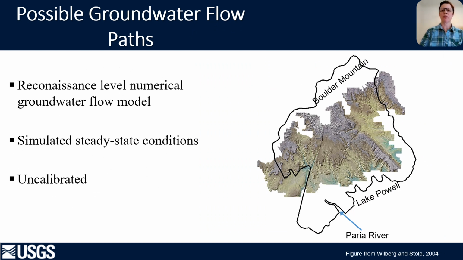Now, I'm going to talk a bit about studies and monitoring work the USGS has performed within the watershed. Shortly after the establishment of the Grand Staircase-Escalante National Monument, Jeff Freely of the USGS constructed a reconnaissance-level, three-dimensional groundwater flow model for the monument. This model simulated steady-state conditions and was not calibrated. The black line on the figure denotes the active model boundary in relation to the monument, which is shown in the colored areas.